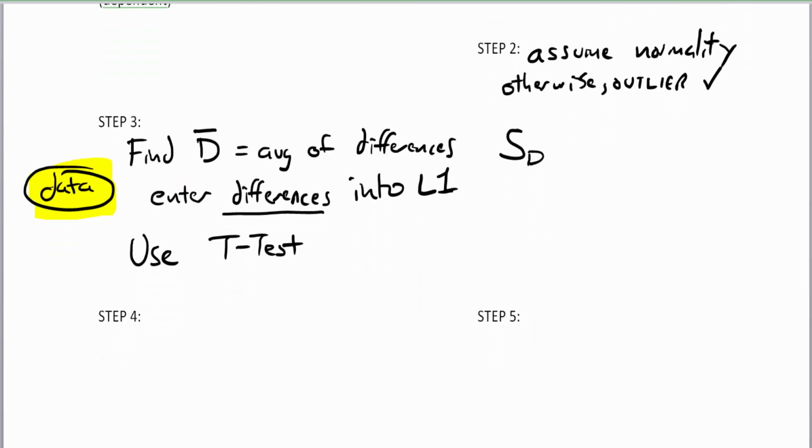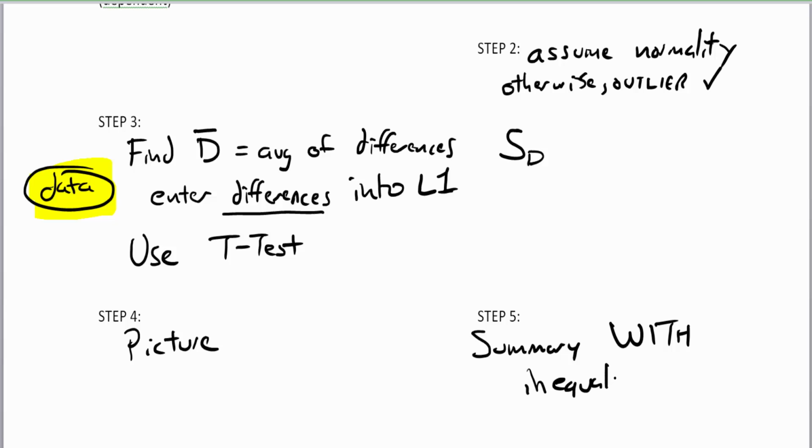Well, steps 4 and 5 should be familiar territory because just like all the other problems that we've done since chapter 9, this is going to be drawing a picture. And step 5 is to make a summary with the inequality, which goes a little bit beyond what the book has you do, but I really need you to compare the p-value versus the alpha, just so you let me know why you chose what you did.